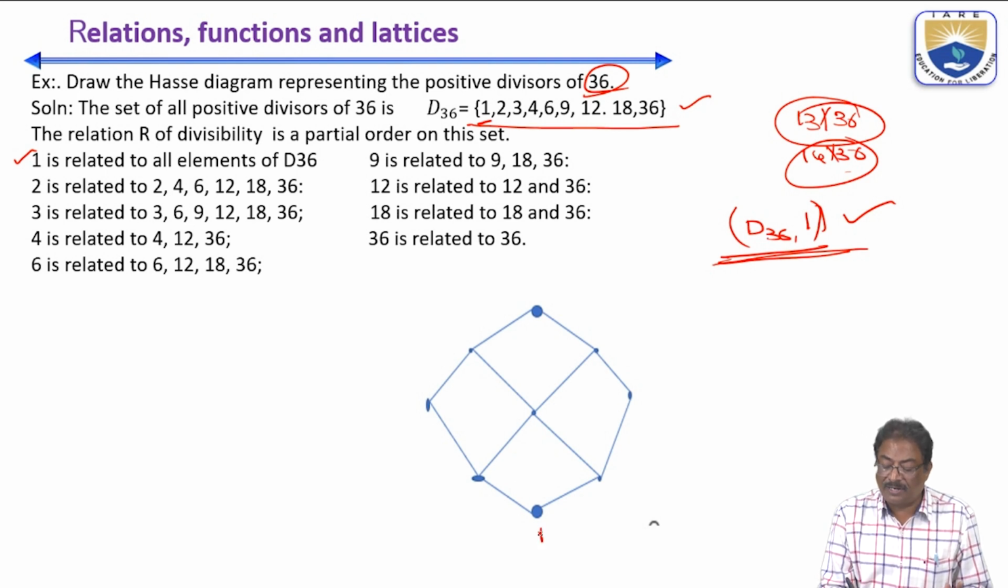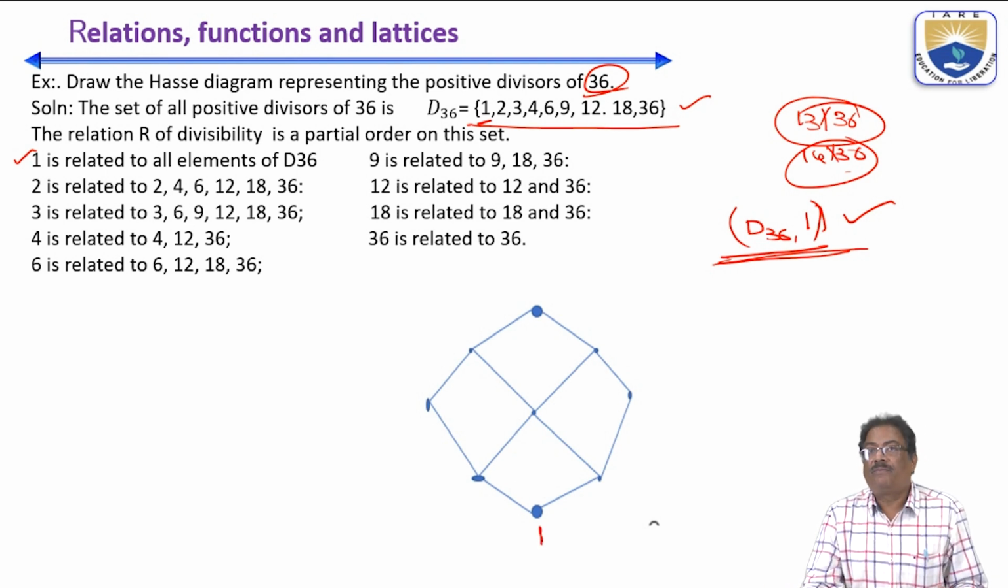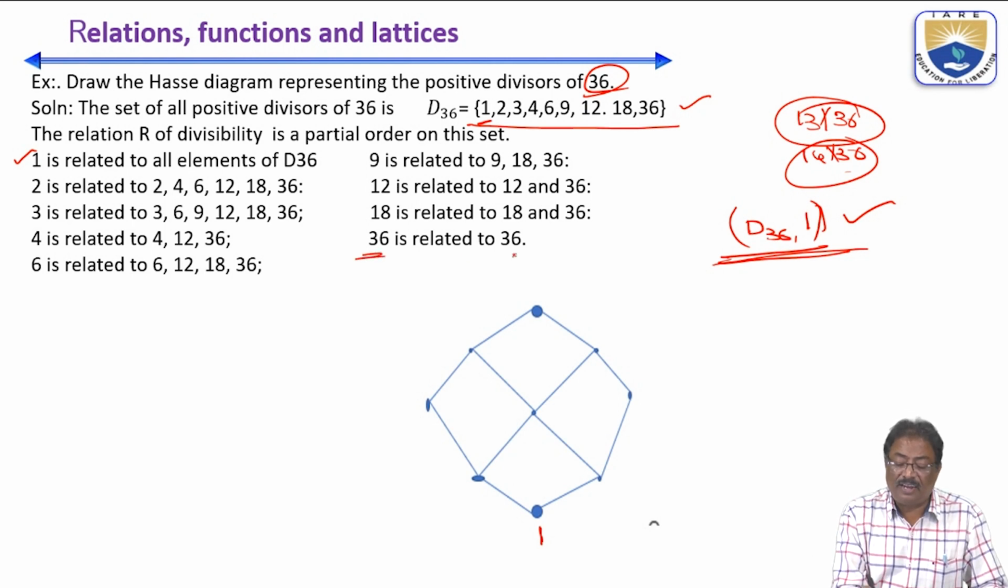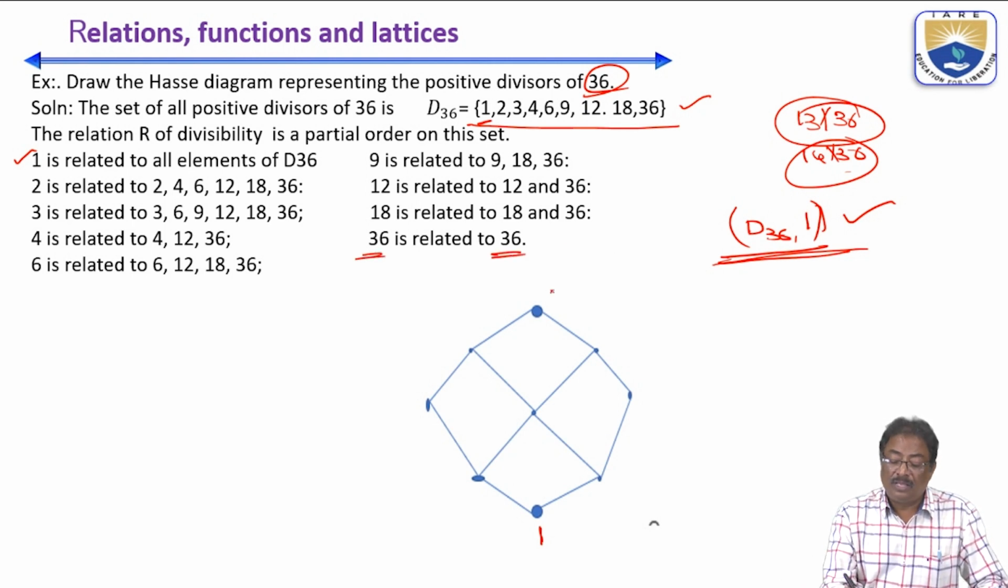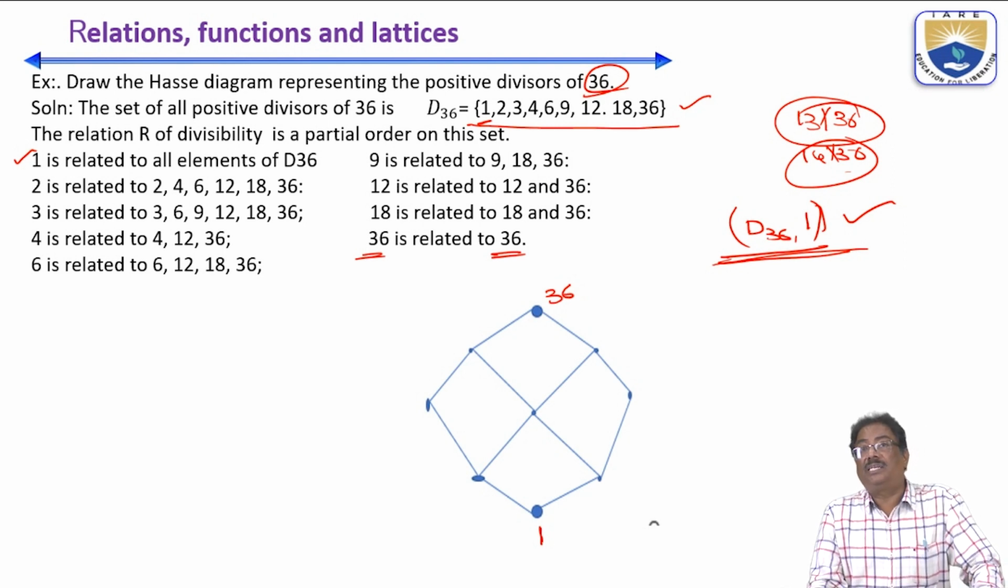So that should be written at the bottom. When we are going to represent the Hasse diagram, it should be mentioned at the bottom. And the next, 36 is related to itself. So that is written at the top. That will be mentioned at the top.